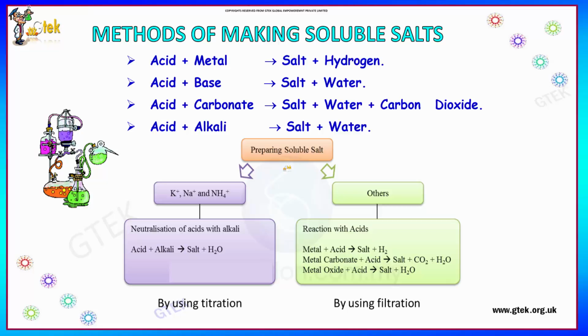If we talk about the soluble salts, it can be done by titration and also by the filtration process. What do you mean by titration? Reaction of your acid with alkali will give you salt and water, which can be done by the titration process. The remaining steps, like reaction of your metal with acid, metal carbonate with acid and metal oxide with acid, are considered as the filtration process.